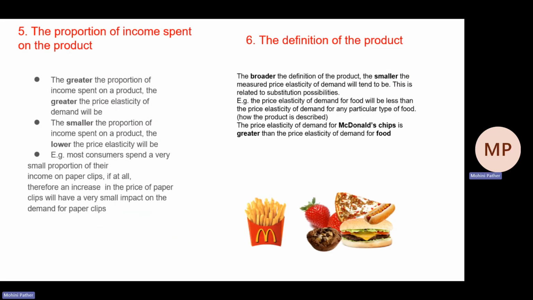Okay, so the proportion of the income that is spent on those products. The greater the proportion, the greater the price elasticity of demand. If you're going to spend a significant portion of your income, you will give greater consideration to whether it's really necessary. The smaller the proportion, the less consideration you give it. So it's easier to buy paper clips on your income than it is to buy a car. Okay, so that's how we classify these different products.